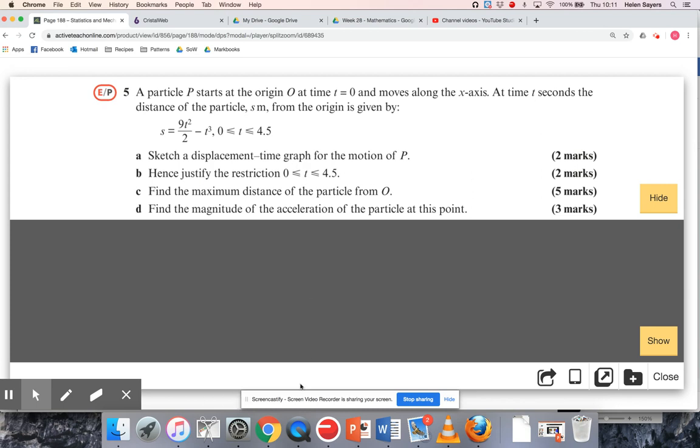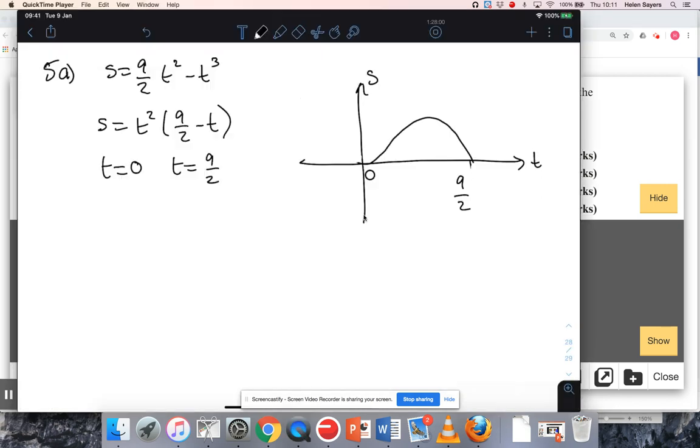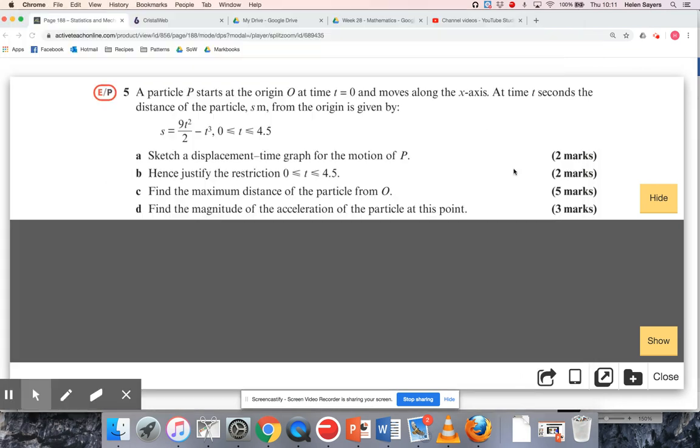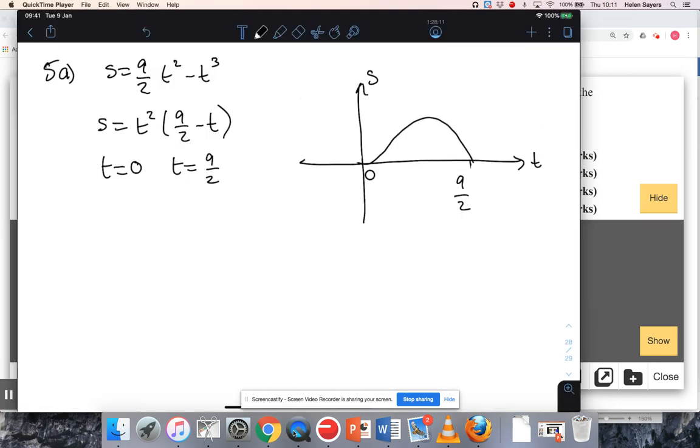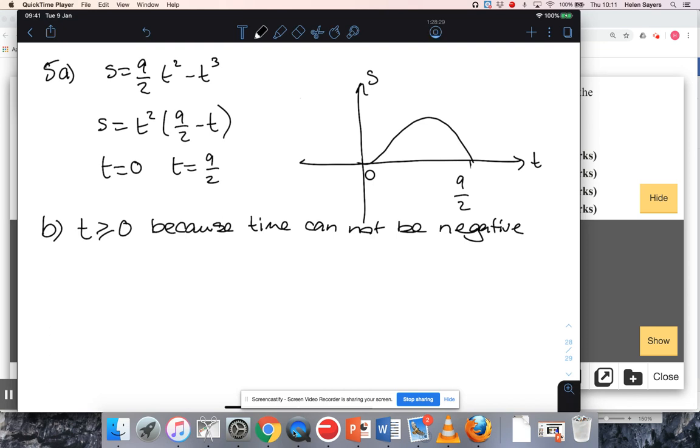So there's my sketch. And then it asks me to justify the restriction that t has to be greater than or equal to 0, but less than or equal to 4.5. Okay, so there's two parts to that restriction, so we must make sure we cover both of them. So t has to be greater than 0, well, because time cannot be negative. Okay, so that may seem obvious, but we've got to explain the whole thing.